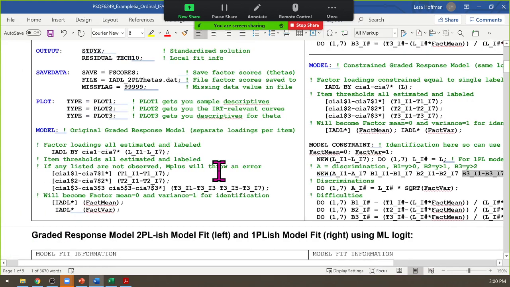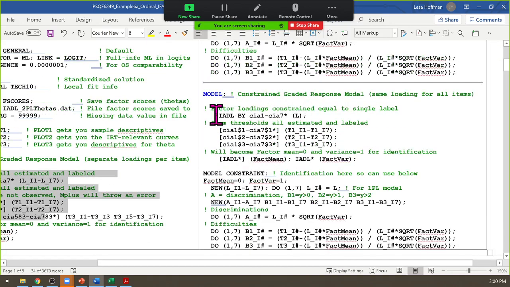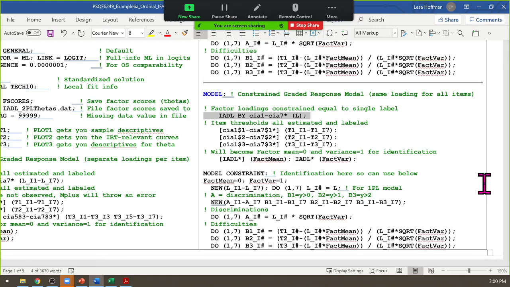All right, other questions on the setup here. So this is one model. This is what's known colloquially as the graded response model, where each item gets its own A/loading. I can compare that to a constrained version of the model, which would be like a Rasch version of this model. It doesn't have a special name, as far as I know. I just think of it as a constrained graded response model, where I am constraining all the loadings to be equal by putting this L in parenthesis.